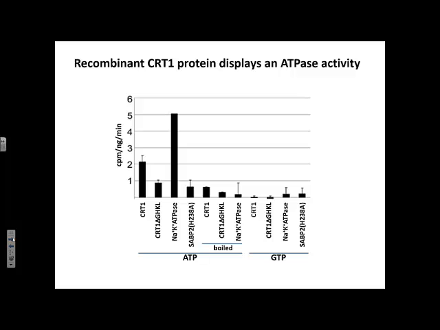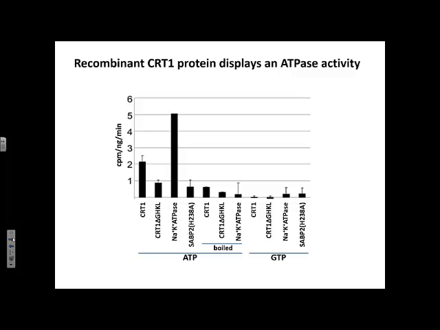Now, this is the ATPase activity assay using recombinant CRT1 protein that is expressed in E. coli. And here we use ATP and GTP. I believe that's gamma P32. Here's CRT1, and CRT1 that has a deletion in the ATPase domain. And here we have commercially available ATPase. And finally, SABP2, a not relevant protein that we thought was not going to have any ATPase activity. So this is serving as negative control, and this is the positive control.